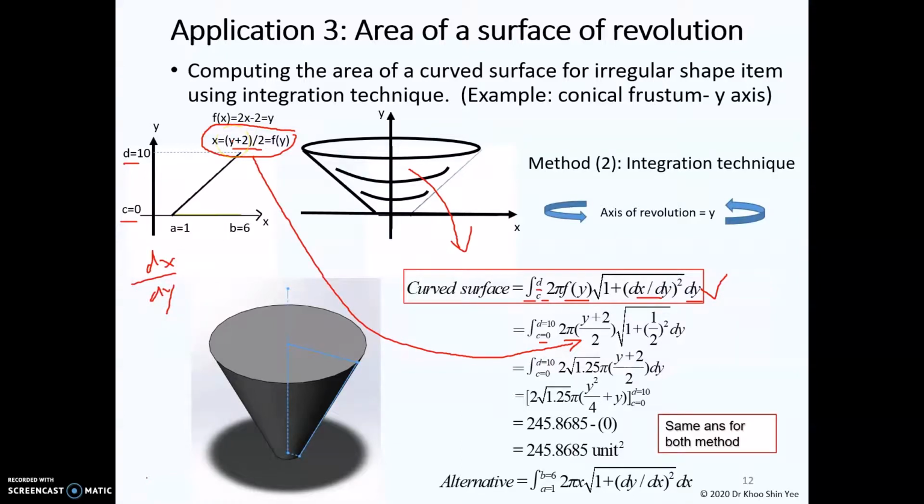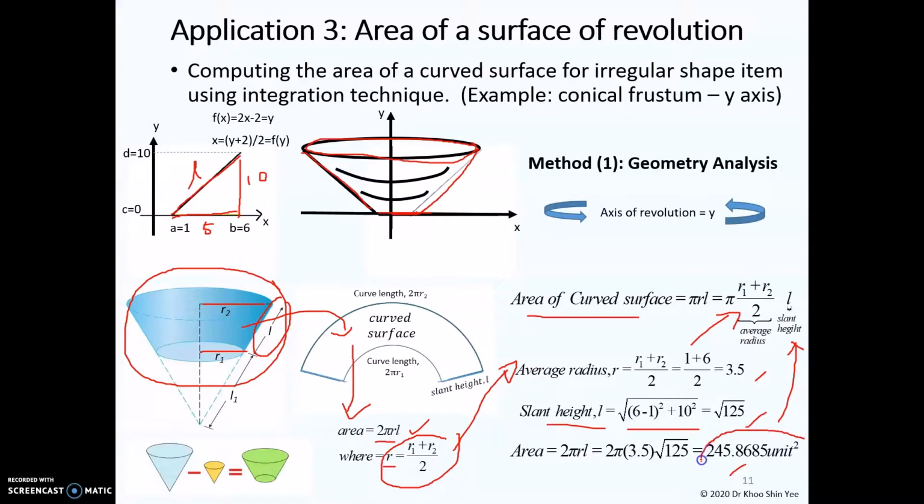So y over 2, after you differentiate, you should obtain 1 over 2. 2 over 2 is 1, after you differentiate, you obtain 0. Therefore, this is the answer. You can substitute, so you can continue to do the integration, then you should obtain this answer. You actually obtain the same answer as the previous geometry analysis result.